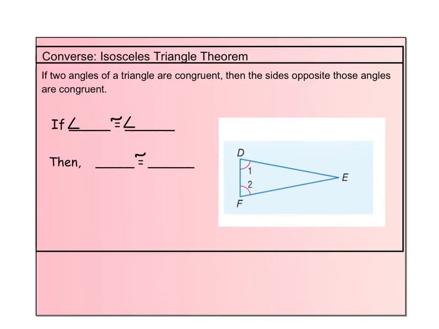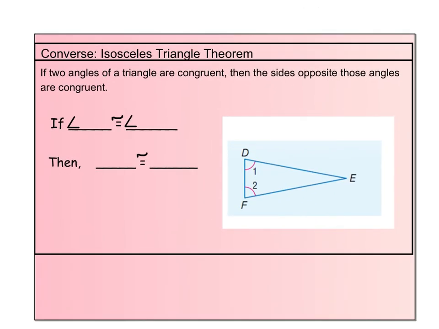If it works one way, it works the other way as well. So if I show that angle 1 is congruent to angle 2, which they have marked here, then I can say those opposite sides are going to be congruent. So I can say DE is going to be congruent to FE. It works forwards and back. The big picture is that if I have an isosceles triangle, the base angles are congruent, and if the base angles are congruent, then it makes it an isosceles triangle.